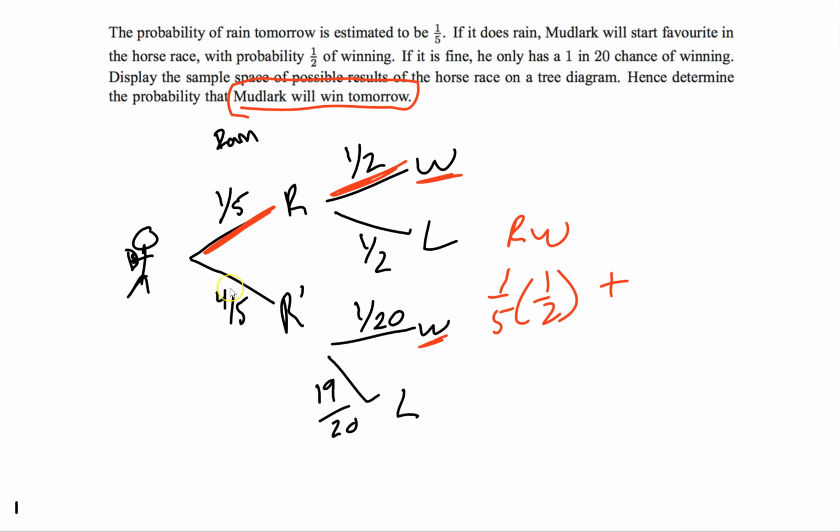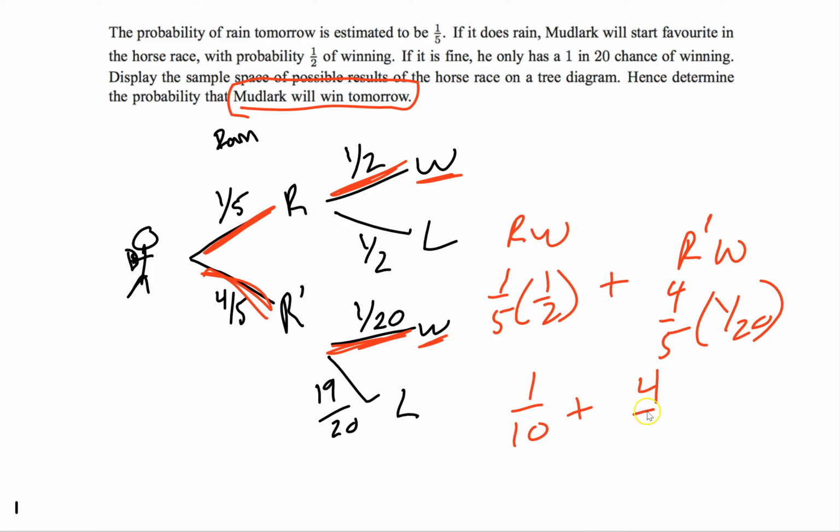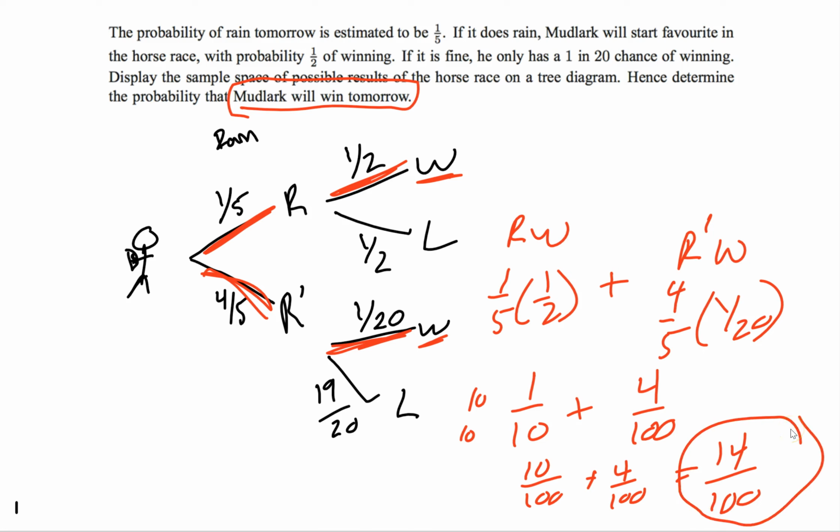But you can also do it this way. When there's more than 1, you do the same thing, find that line, and just add it. So it could not rain and he could win. Fat chance, but still could happen. 4/5 and 1/20. Multiply these together, I get 1 out of 10 plus 4 out of 100. And I guess we could do some common denominator, multiply this by 10/10. So 10/100 plus 4/100. He has a 14 out of 100 chance of winning, or 14% chance of winning the race tomorrow. Take those bets.